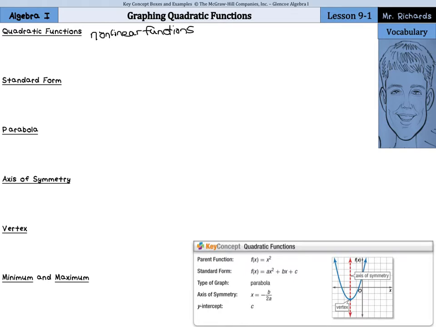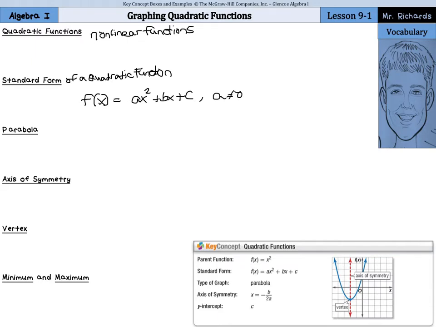And the standard form of a quadratic function is f of x equals ax squared plus bx plus c, as long as a is not equal to 0.